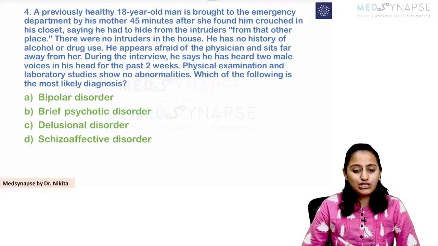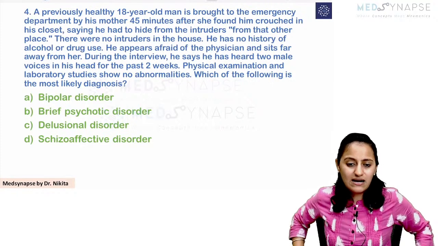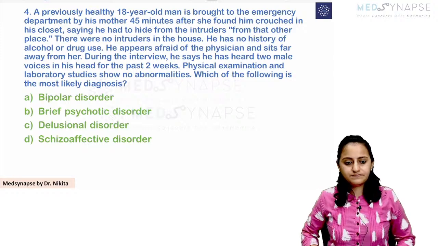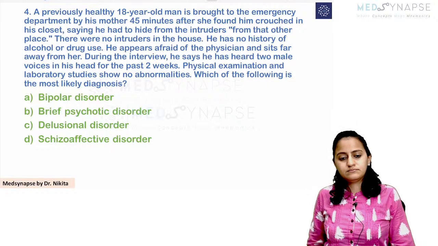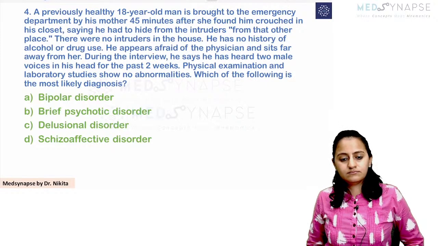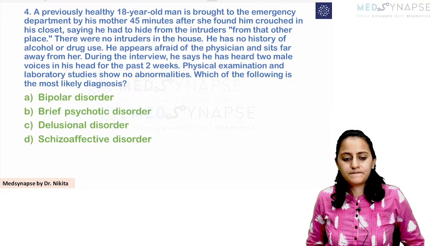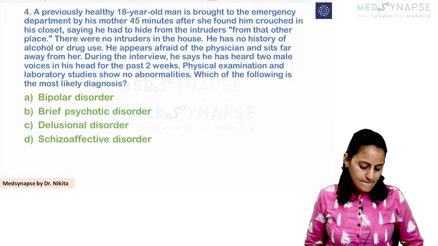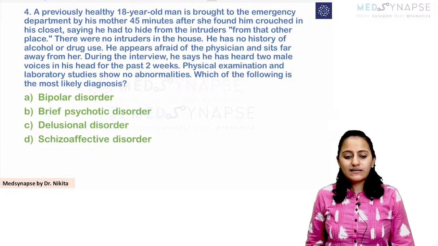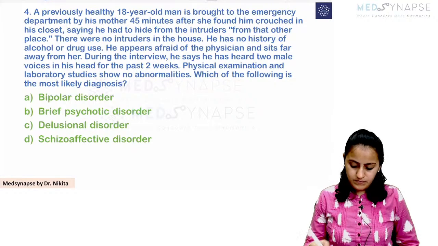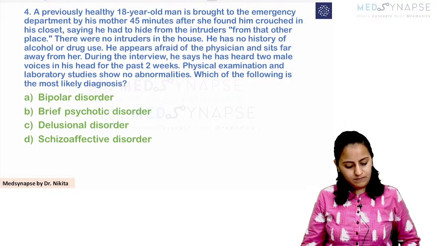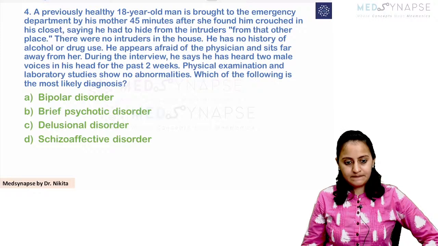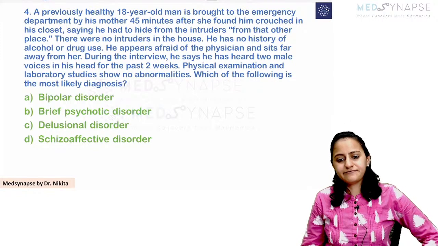Going to the next question here. A question from psychiatry. What do you think is the answer to this one now? What is the diagnosis in this case? Is it schizoaffective?